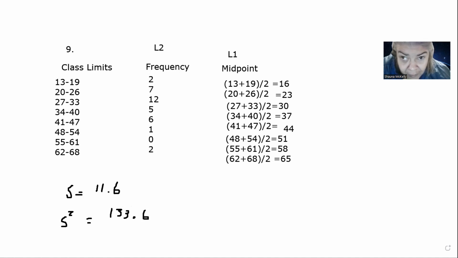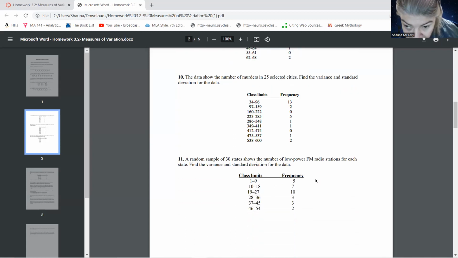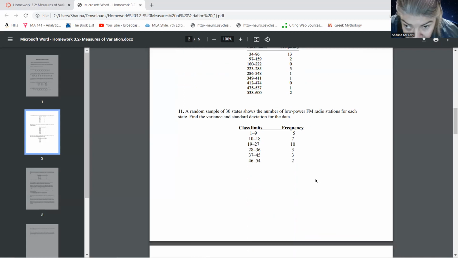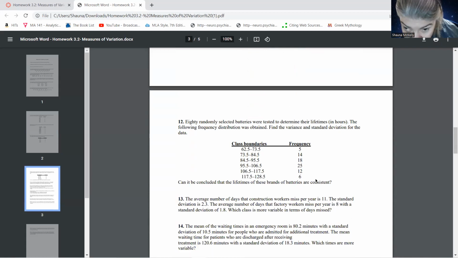Now, let me just show you a couple more things here because I don't want to go on too long. Number 10 will be very similar. Find the midpoints and then get the frequency and repeat what we did on number 9, just different numbers. Number 11, same thing, find the midpoints, do the calculator. 12, same thing, all right? Even though these are boundaries, you still can find the midpoints by adding these up and dividing by 2, all right?